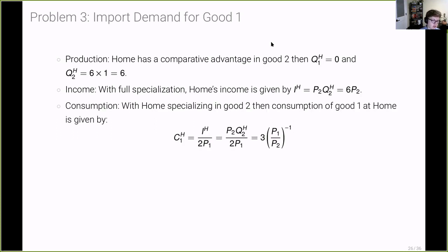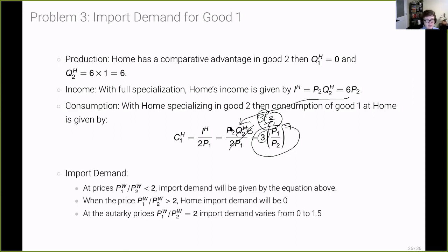Again, we just use Cobb-Douglas preferences and plug in for home's income here to give us that we have 6 over 2 times P1 over P2. So these cancel and give us 3. And then what we're left with is 3 P2 over P1, or equivalently, and sometimes we like to write this as 3 times (P1 over P2) inverse. This is just because this is going to help us when we graph things, but if you write it as 3 P2 over P1, of course, that is also correct.